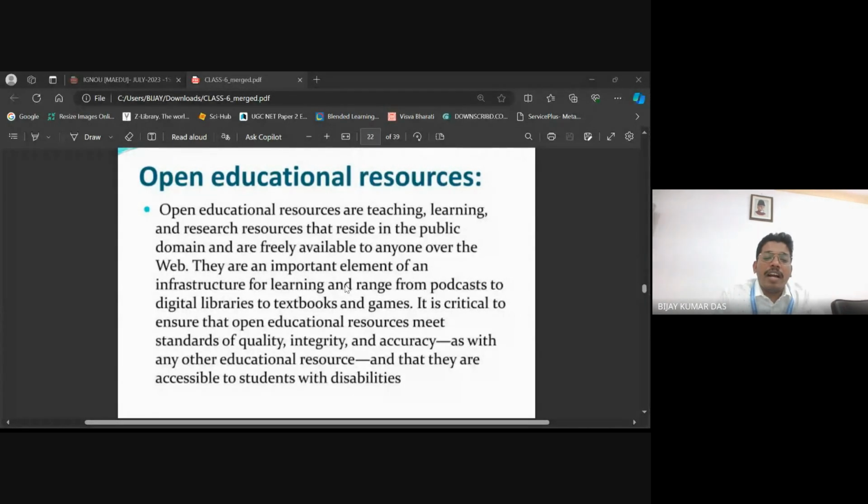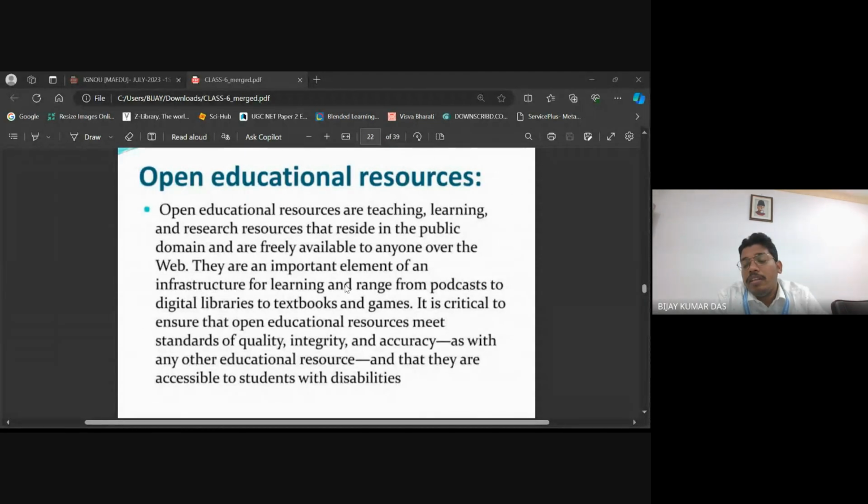So you can say that they are an important element of an infrastructure for learning, right? For learning, these study materials, portals, PDFs, PowerPoints, anything we get in those web portals, they are playing a role, isn't it? They range from podcasts to digital libraries to textbooks and games also. So it is critical to ensure that open educational resources meet standards of quality.